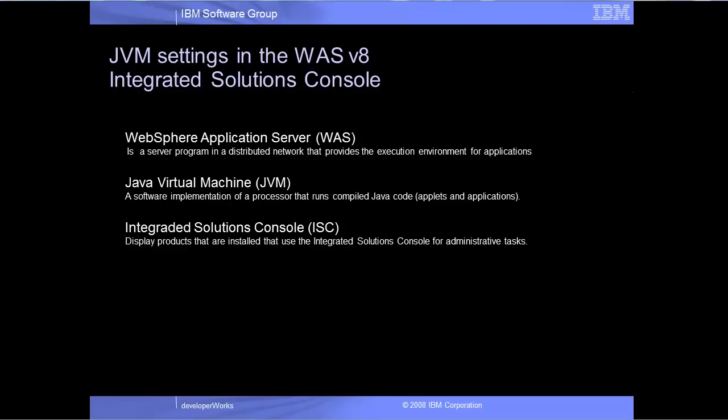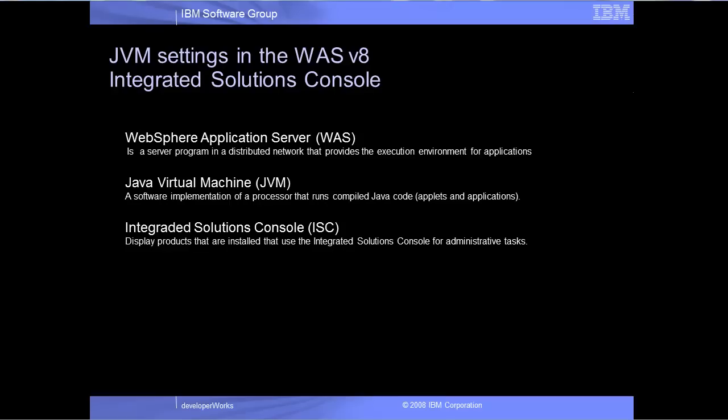In a typical network deployment environment, three JVMs can be found. The three JVMs are for the deployment manager, the node agent, and the WebSphere application server. In this demo, we will look at the JVM settings for the application server. The JVM settings for the deployment manager and the node agent are similar to the application server, but the path through the ISC is slightly different. Please refer to the resource documents for their paths if needed.